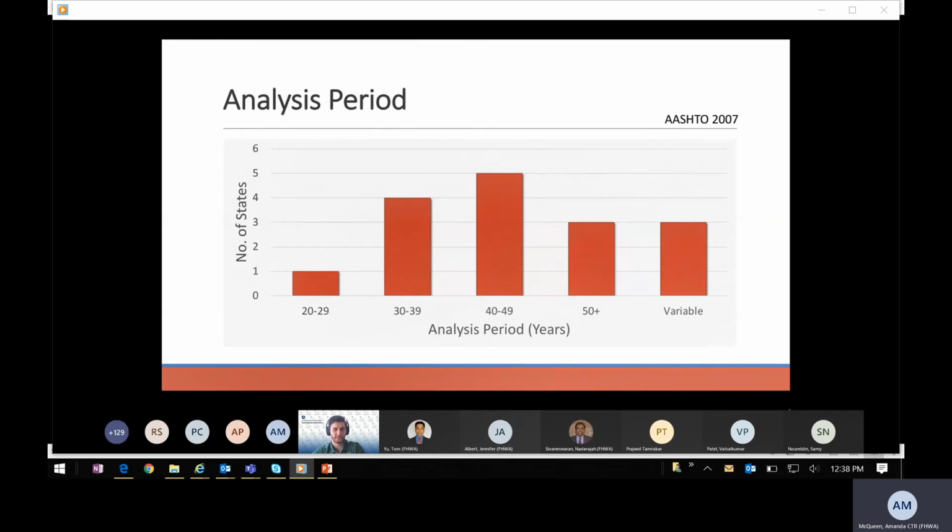Now, examining the data here from AASHTO 2007, we noticed that a majority of representatives indicated that their LCCA analysis periods were between 30 to 39 and 40 to 49 years. Next slide.